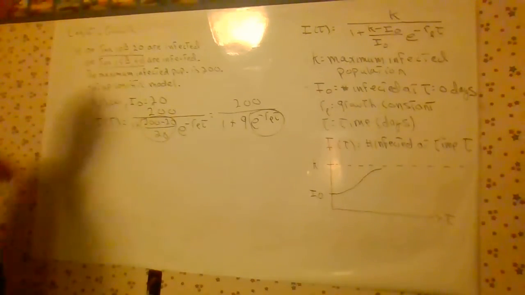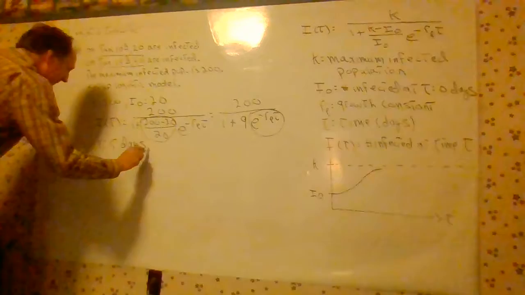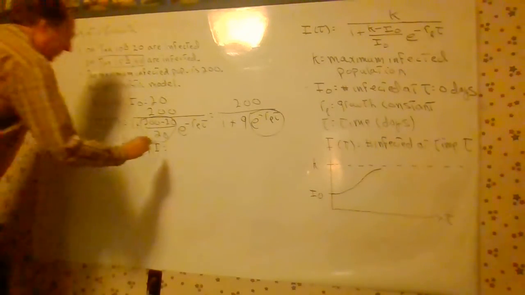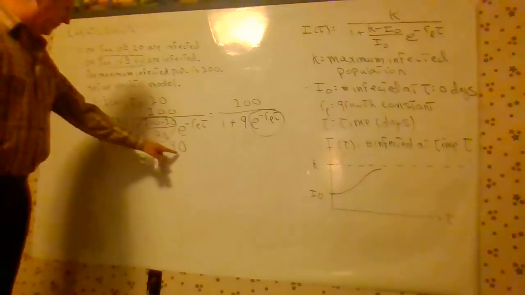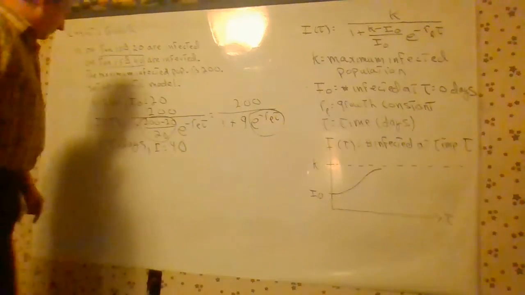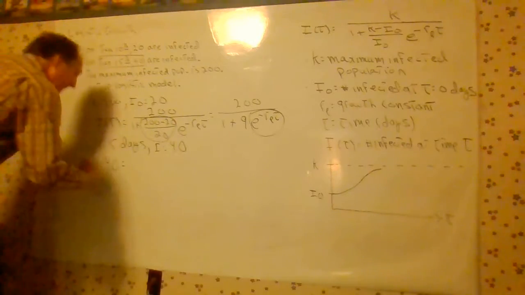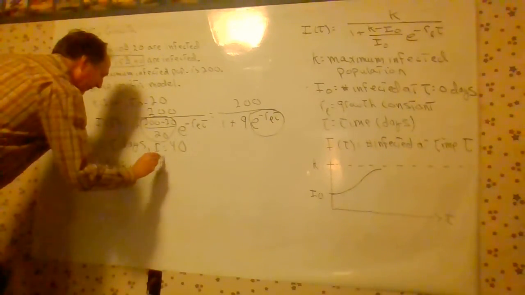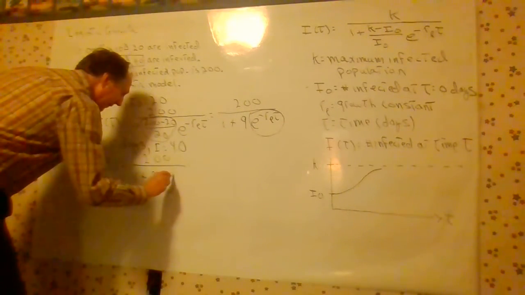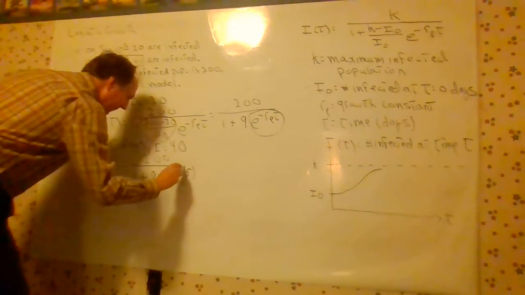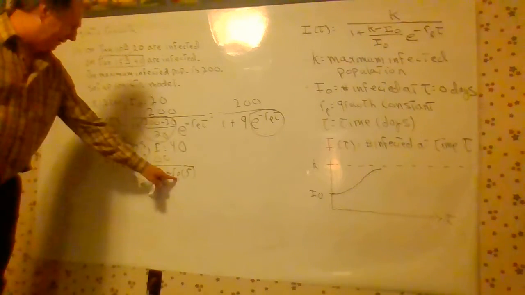In 5 days, t equals 5 days, I is equal to 40. So the math is a little bit tricky, but we'll go over it, and that's why we're here. We can plug in 40 for I, and then we have 200 over 1 plus 9 e to the minus R_L times 5. Now the question is, how do we get that R_L?